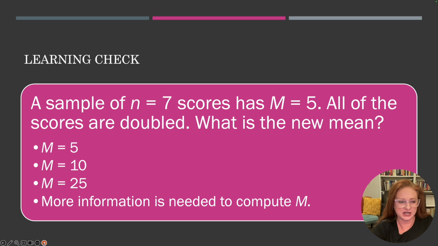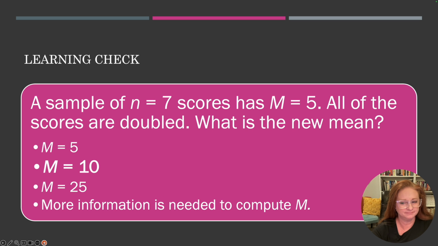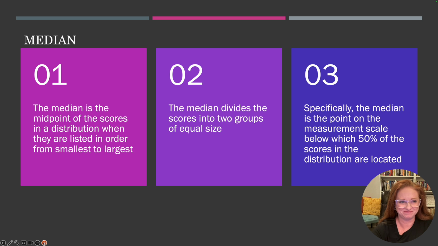Okay. Quick learning check. A sample of 7 scores, so n equals 7, has a mean of 5. All of the scores are doubled. What is the new mean? So a sample of 7 scores has a mean of 5. All the scores are doubled. What's the new mean? So think constant. The keyword there is all. Right? You got it. Okay.